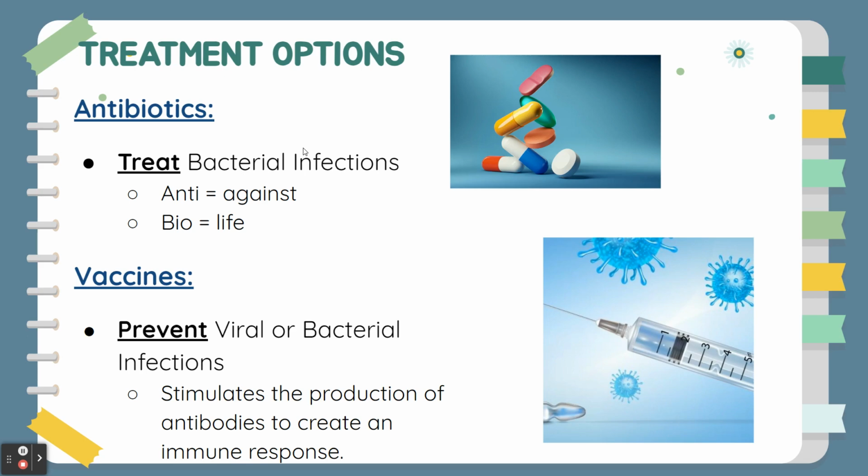If the person is exposed to the actual pathogen later, their immune system can respond quickly to eliminate the threat before the individual becomes ill. It's important to note that vaccines cannot cause the illness, but can trigger an immune response. Vaccines can prevent either bacterial or viral infections, but antibiotics can treat bacterial infections.